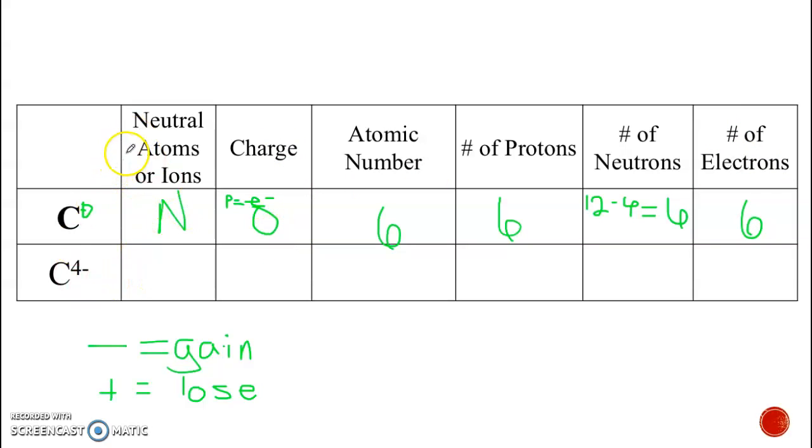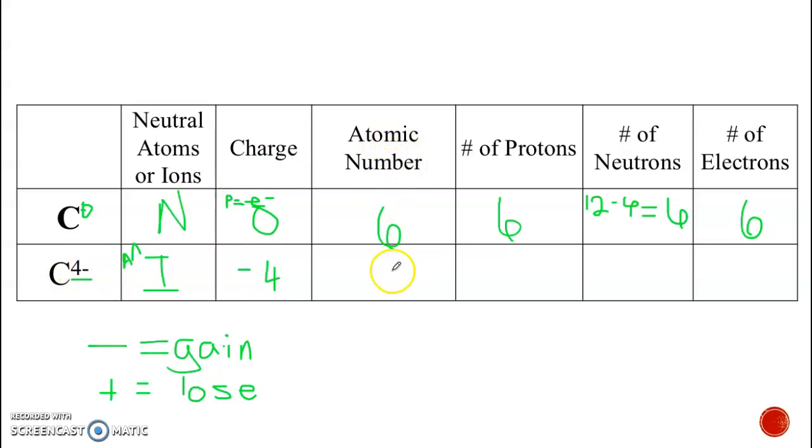So over here, we have C4 minus. We have to determine if it is a neutral atom or an ion. Well, we have the 4 minus, so the moment we see this, we already know that this is an ion. If I wanted to be a little bit more specific, I can say this is an anion. Its charge is going to be -4, because that's what this number indicates.